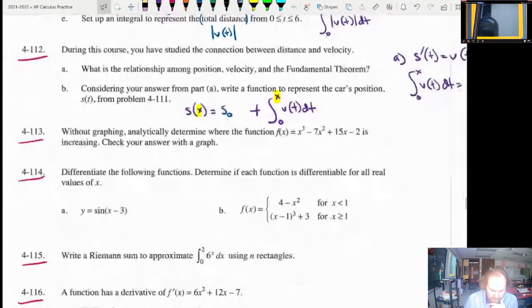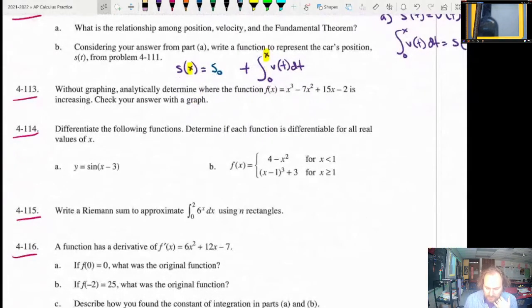For 1.1.3, without graphing, analytically determine where the function f of x is increasing. Increasing means for us that f prime of x is greater than 0. So that's the question we're going to solve. When is this derivative greater than 0? Let's work over here in this space.